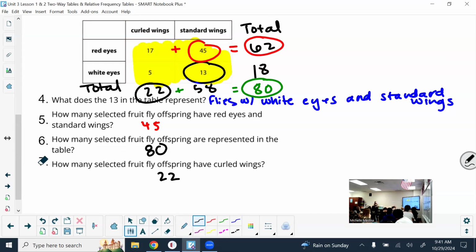Notice that in number 7, it didn't ask anything about the red eyes or white eyes. So that means you really shouldn't look at those rows. That tells you that your answer is somewhere else, that they don't intersect the eyes. All right, so good. Any questions?